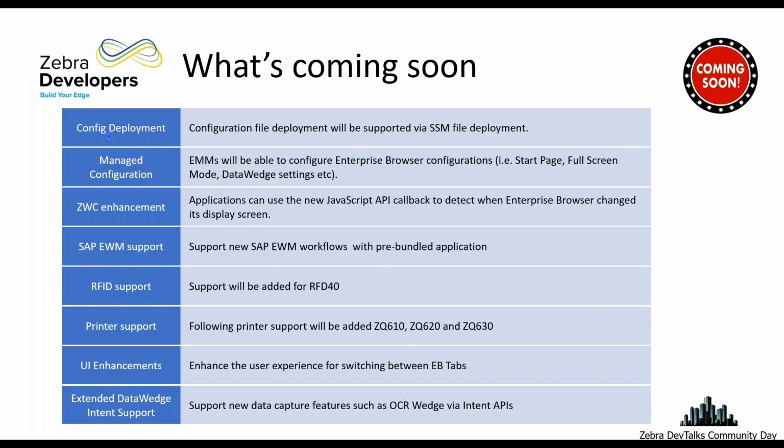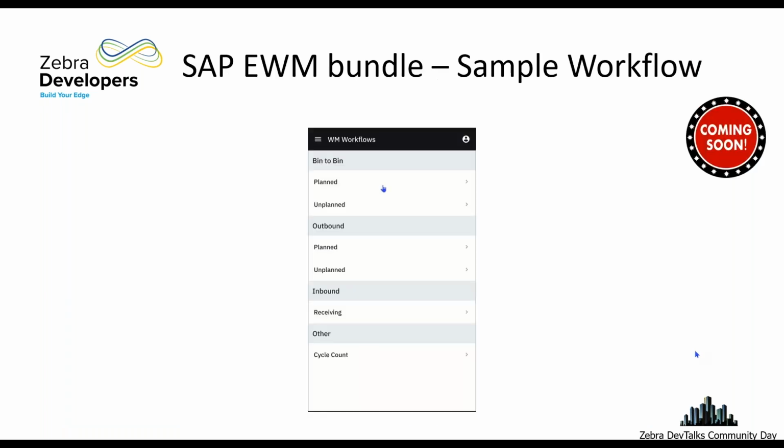So coming up soon: configuration deployment using SSM, managed configuration support. There will be some Zebra Workstation Connect updates. PWM support is one new feature that is coming up, which supports extended warehouse management using JavaScript APIs. A new RFID reader will be supported. Three more printers will be added to the printer support, and UI enhancements will be there, and the DataWedge intent API support will be extended to support OCR wedge features via intent APIs. Okay.